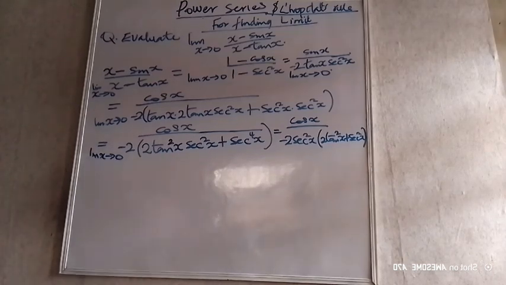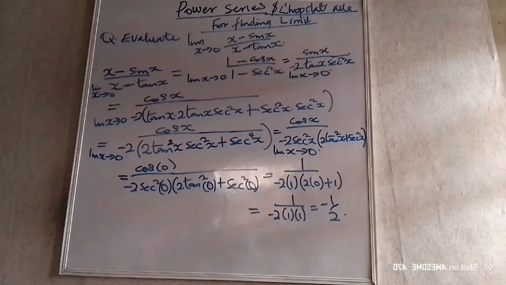Let's see what that gives us. So, on substituting 0 for x in the expression, we got cos 0 over minus 2 sec square 0 into brackets 2 tan square 0 plus sec square 0. So at the end of the day, we got 1 over minus 2 into 1 multiplied by 2 times 0 plus 1, all brackets. The answer was 1 over minus 2 into 1 times 1, which equals minus half.